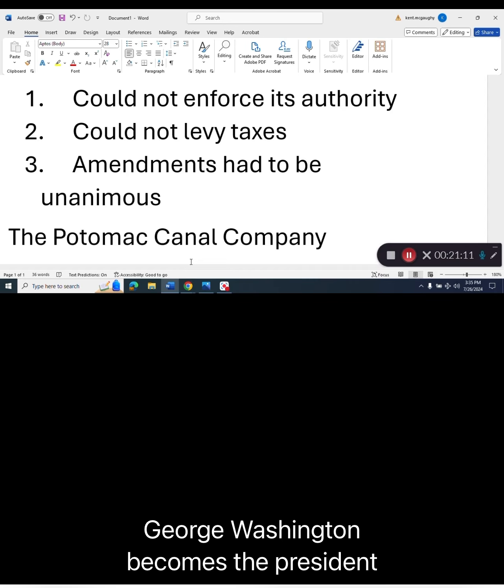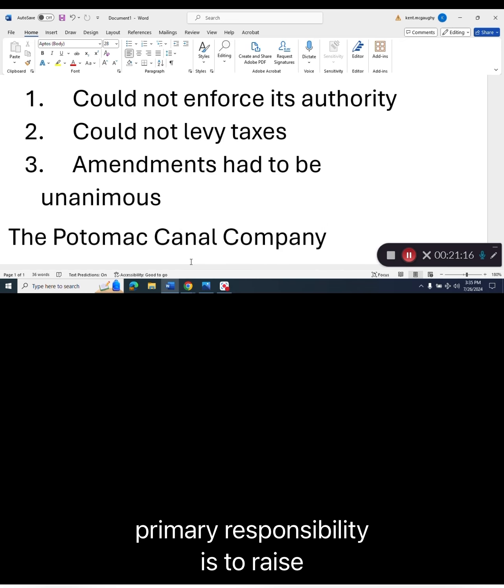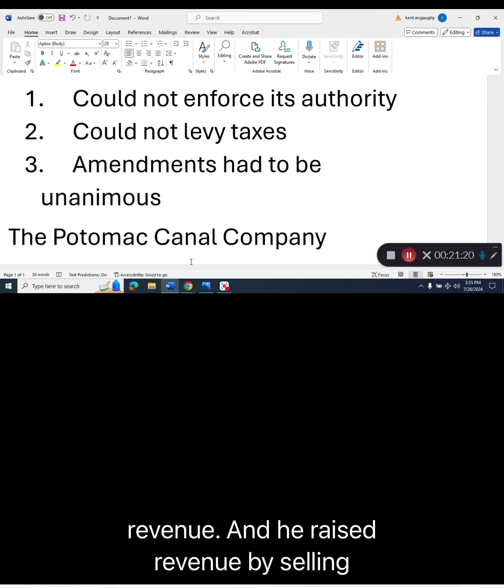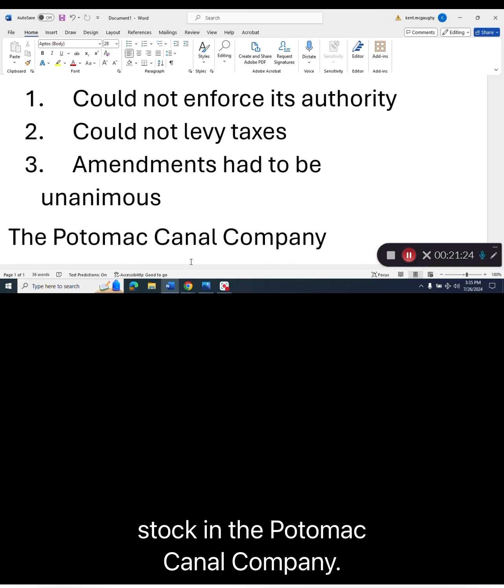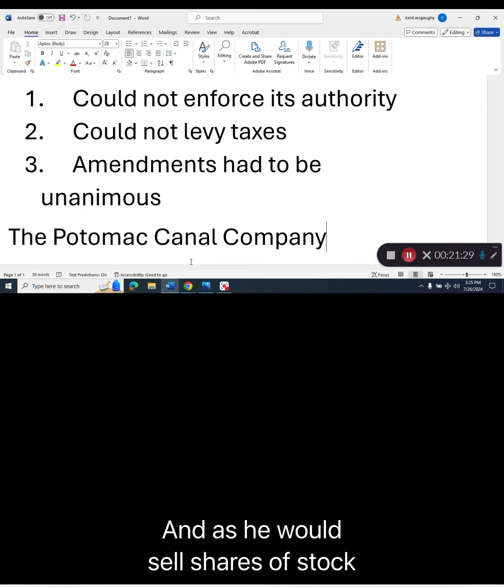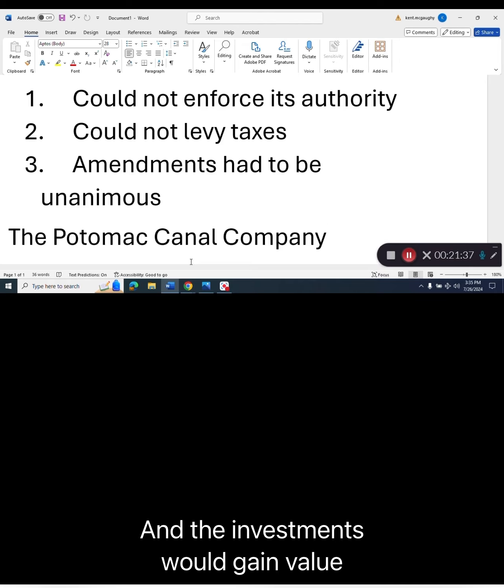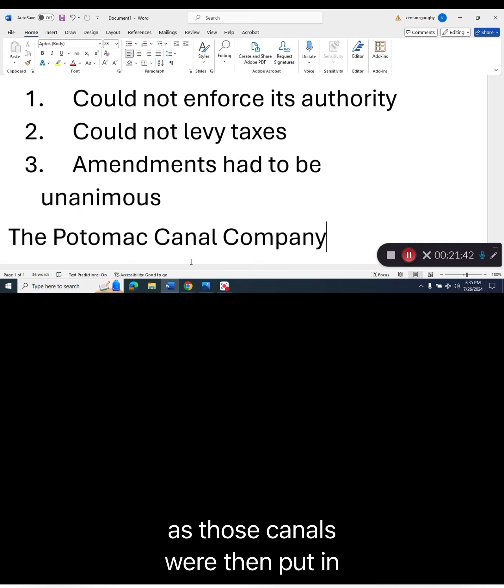George Washington becomes the president of the Potomac Canal Company, and his primary responsibility is to raise revenue. And he raised revenue by selling stock in the Potomac Canal Company. And as he would sell shares of stock in the company, that would raise the revenue that would then be used to construct the canals. And the investments would gain value as those canals were then put in place and then utilized by merchants.